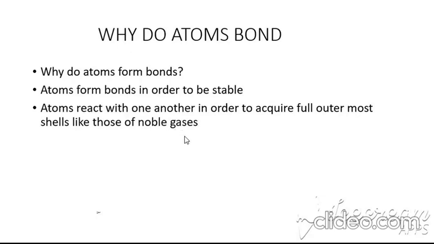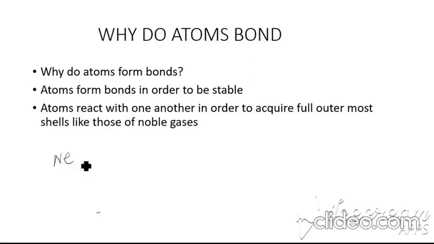They do not lose or gain electrons, because they are stable. They obey the octet rule, unlike helium, which obeys the duplet rule. So the reason why atoms react is because they want to be stable like noble gases. Or they want to acquire full outermost shells like those of noble gases. An example of an element found in group 8 of the periodic table, which is part of the noble gases, is neon.